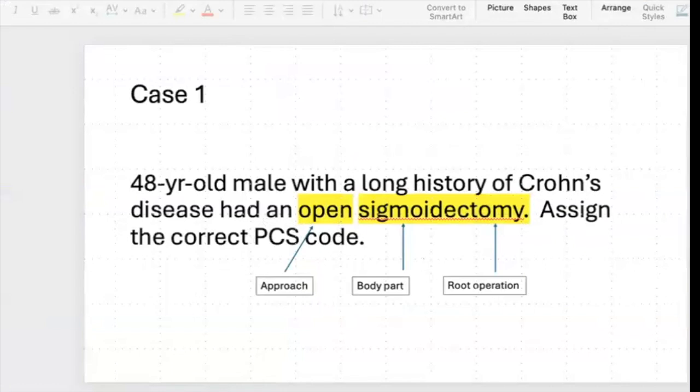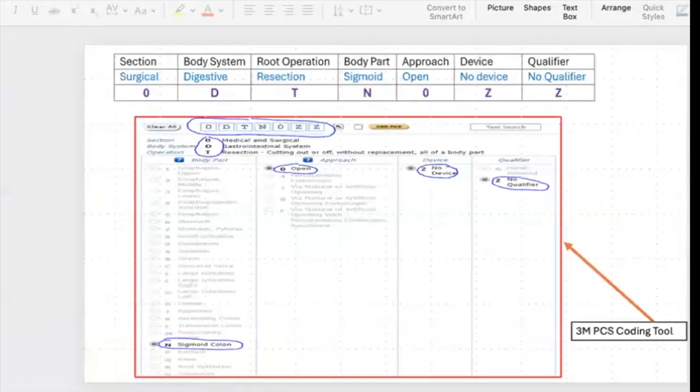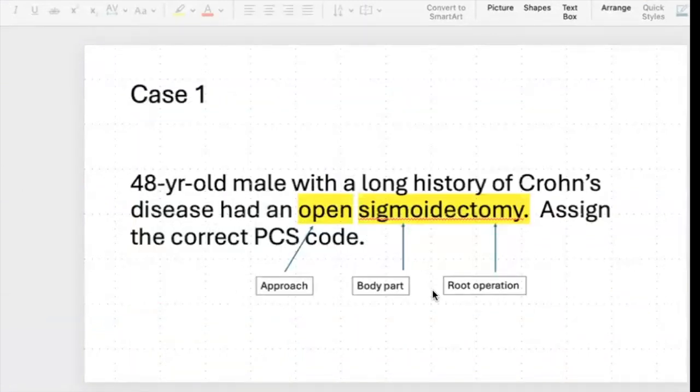I don't know if I have the answer, but yes, I have the answer here. But let's try to build this code without looking at the answer, because I sent you guys the slide, but let's try to build this without looking at the answers. Okay? Can you guys build the codes? Let's start with, what did I tell you about ectomy, sigmoidectomy? You start with the root operation resection. So let's do that, guys.